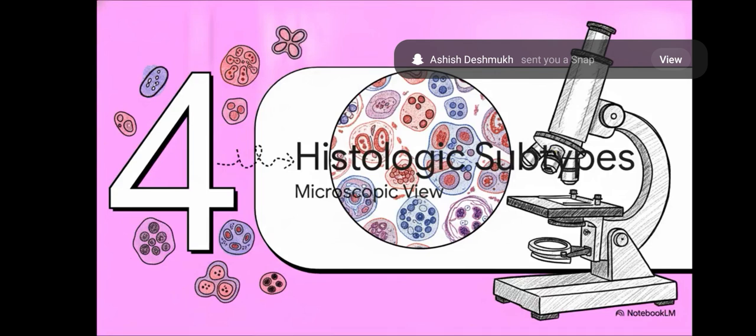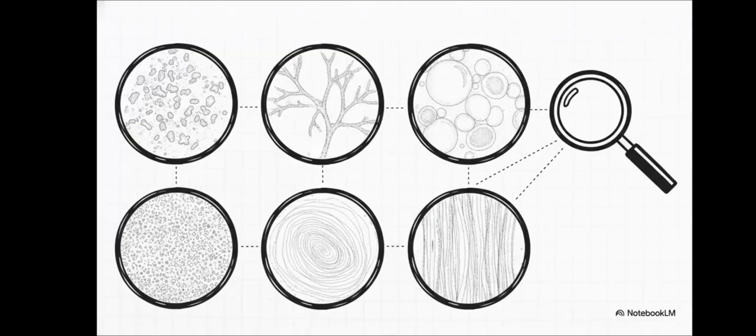Time to dive into the histology of ameloblastoma. When examining this under a microscope, our source material recognizes 6 primary subtypes. We've got follicular, plexiform, acanthomatous, granular cell, basal cell, and desmoplastic. Identifying these is absolutely critical.